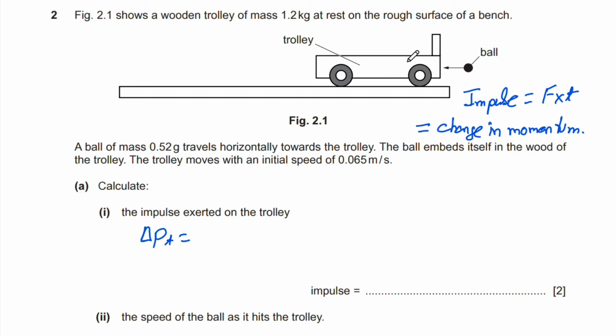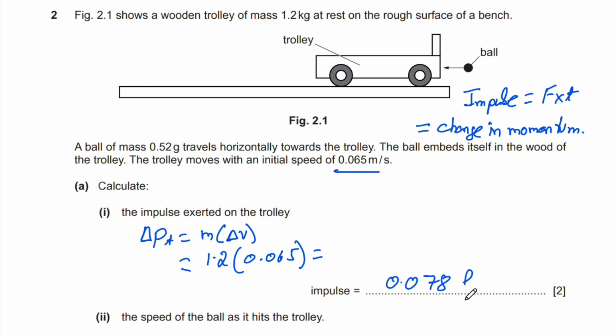Delta v: we know that the trolley was initially at rest and then it starts moving at 0.065 meter per second. So we take delta v as 0.065 meter per second. Delta p of trolley will be m times delta v. Substituting m as 1.2 kg and delta v as 0.065, this will be 0.078 kilogram meter per second. So impulse is 0.078 kilogram meter per second.